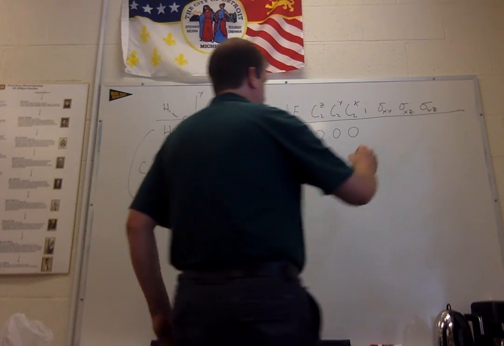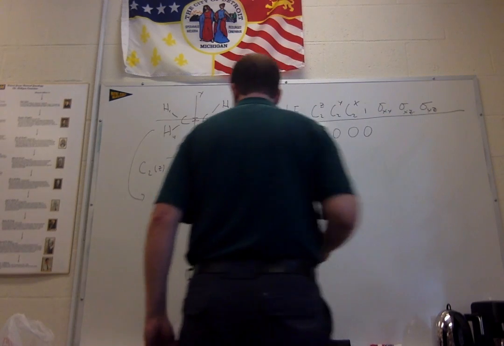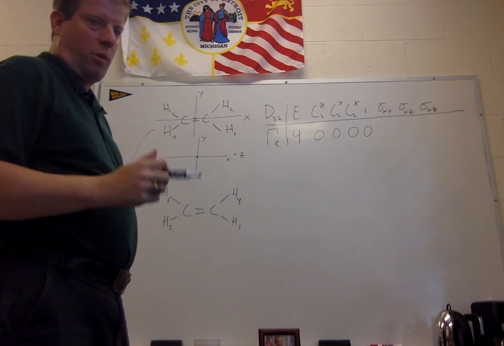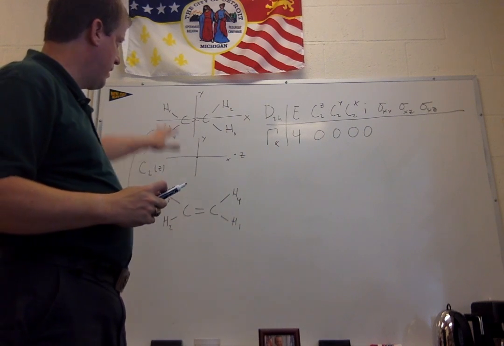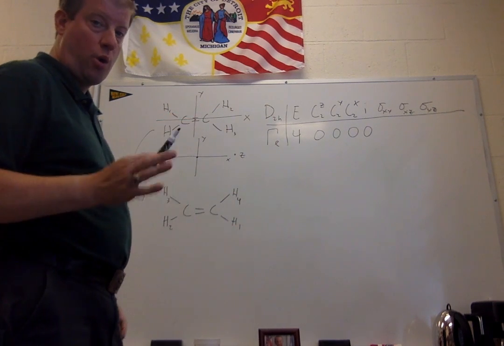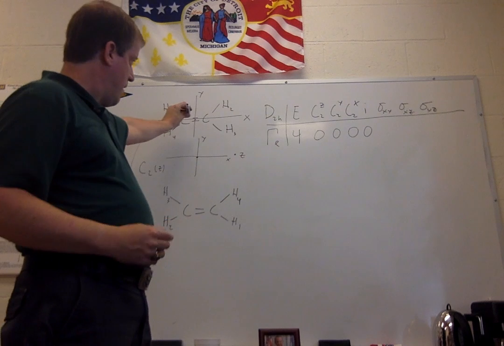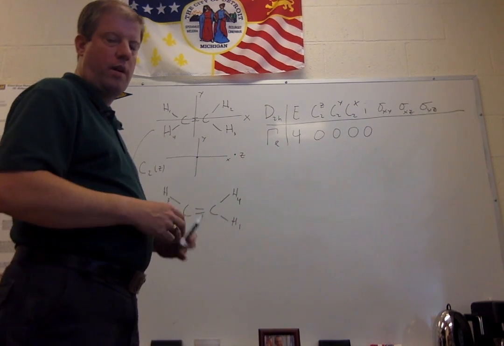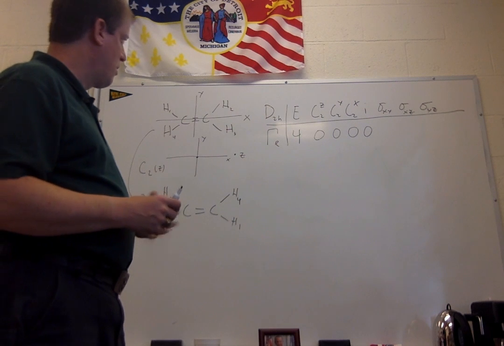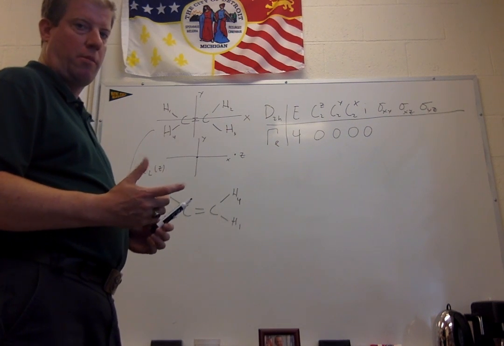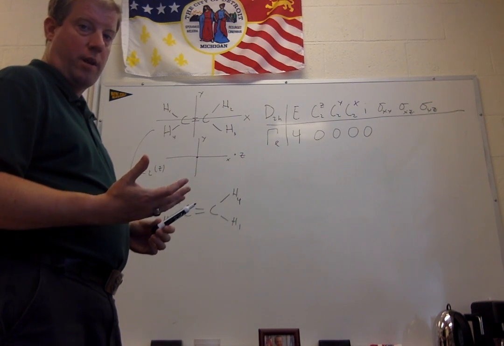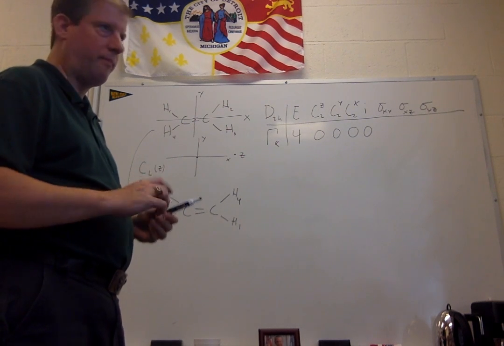So, the character for that is also 0. Now, here's where it depends where your coordinates were defined. The xy plane is a horizontal mirror plane, because if the z-axis is right here, and that's the vertical axis, the plane of the board is the horizontal plane. The horizontal plane contains both carbon atoms and, more importantly, all 4 hydrogen atoms. And so all 4 hydrogen atoms remain the same.